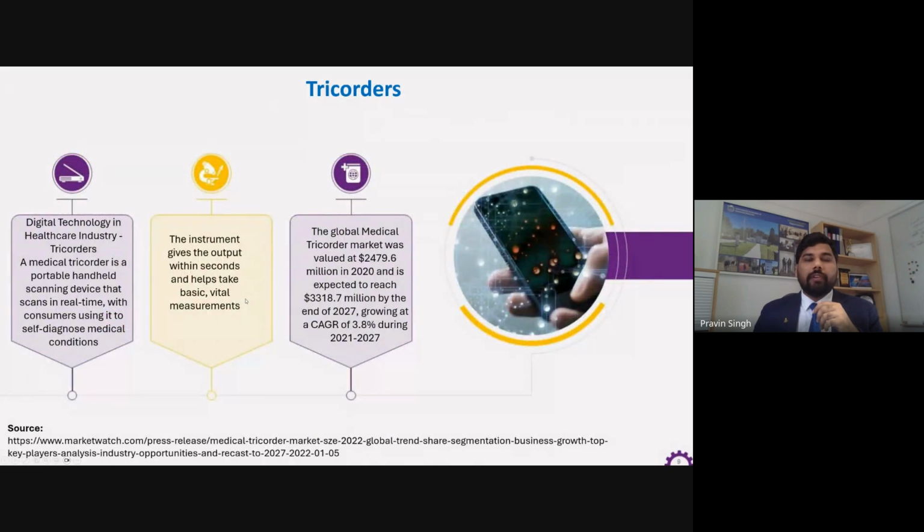This is important for the future, and people are using these things, and these are the markets in healthcare, and that is why I am explaining these terminologies and these devices.